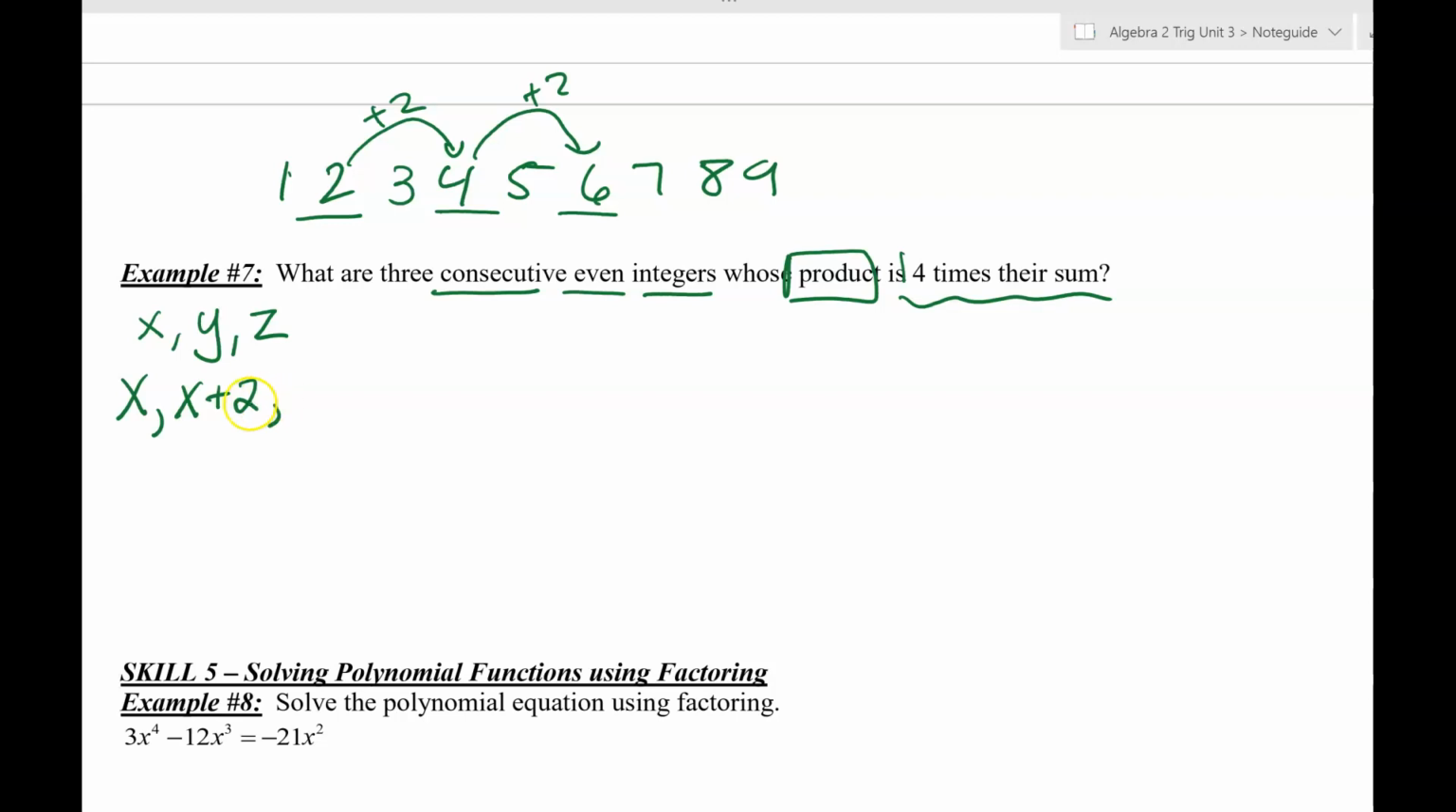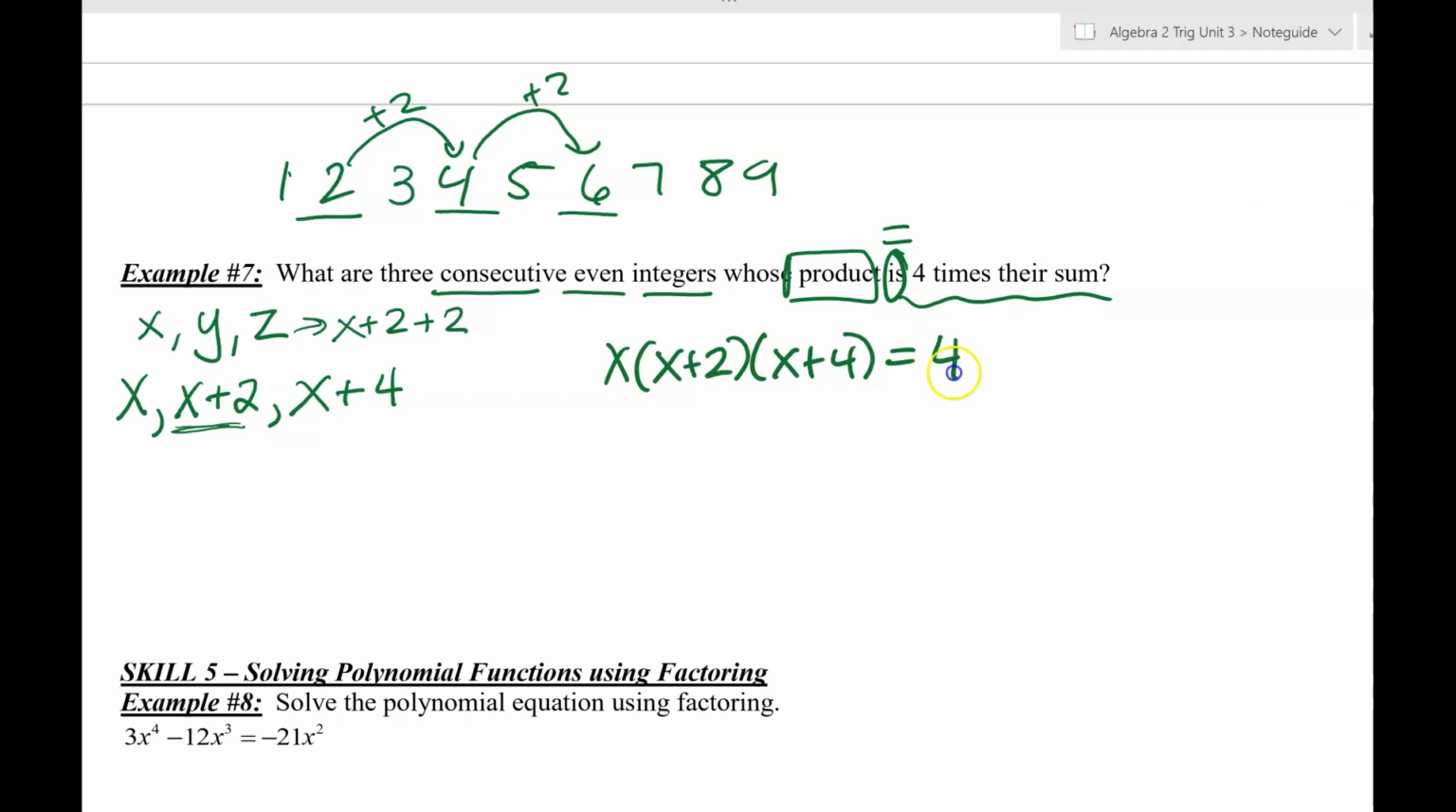Z is 2 more units than y, but we're calling y x plus 2. So really z is like that plus 2 more units. It's really 4 units away from that original x value. So all 3 of those values can be written in terms of x. And then it says their product is, so I know if I multiply them all together, that's their product, it's supposed to equal 4 times their sum.